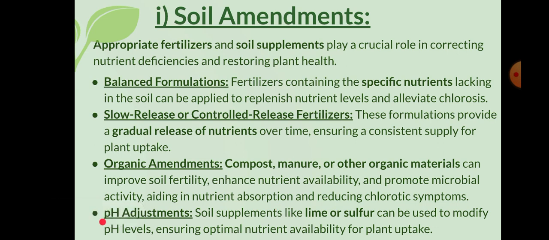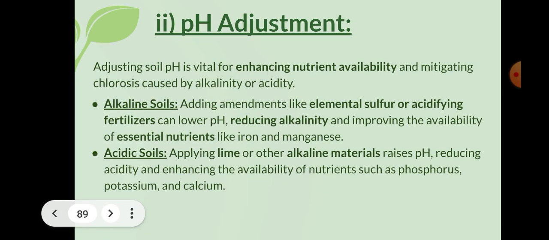The fourth one is pH adjustments. Soil supplements like lime or sulfur can be used to modify the pH levels for optimal nutrient availability for the plants to uptake. The next one is pH adjustment. Adjusting the soil pH is very important for enhancing nutrient availability and to get rid of chlorosis, which can be caused by alkalinity or acidity.